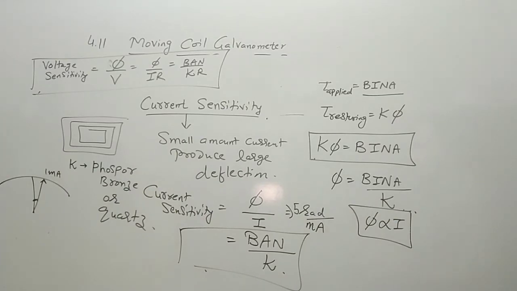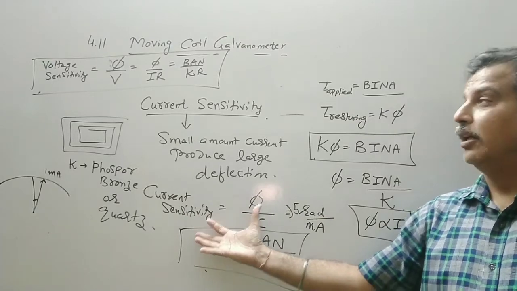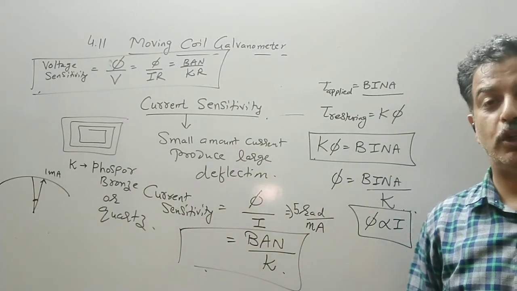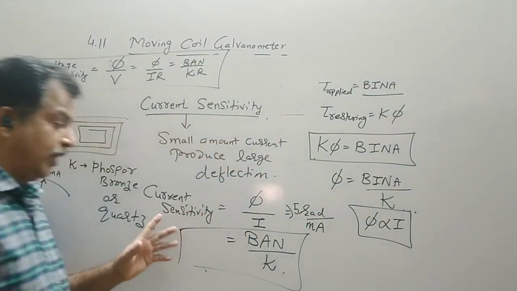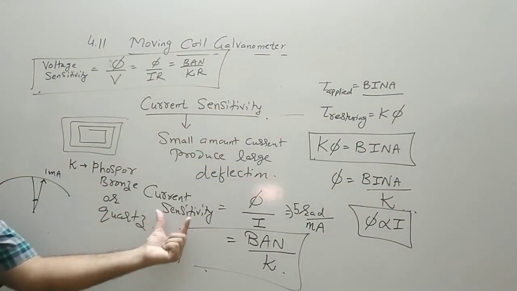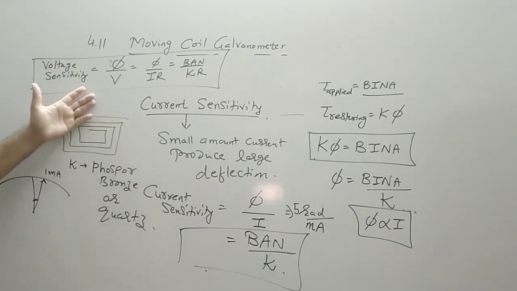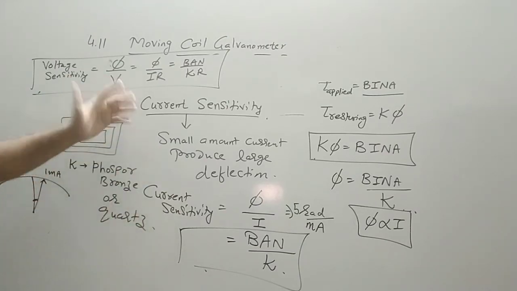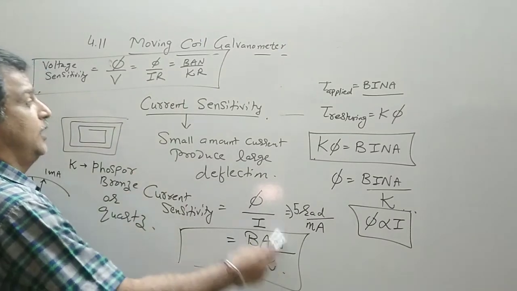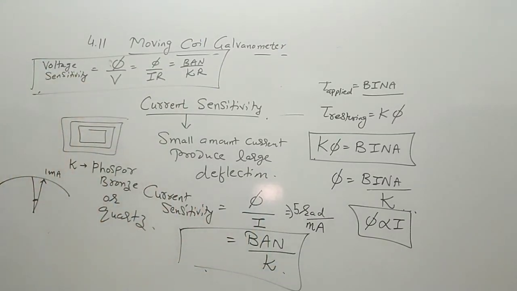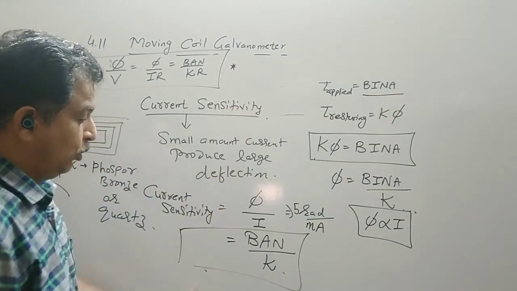Now remember, it may be possible that current sensitivity is changed but the voltage sensitivity remains constant. Now how is it possible? You have to remember, it is not necessary that if current sensitivity changes, the voltage sensitivity will also change. But from the formula it appears that because we have used BAN upon KR, if BAN upon KR changes, the voltage sensitivity will also change. Now this is not the case. You remember this important note.